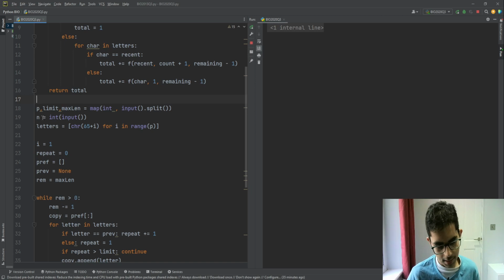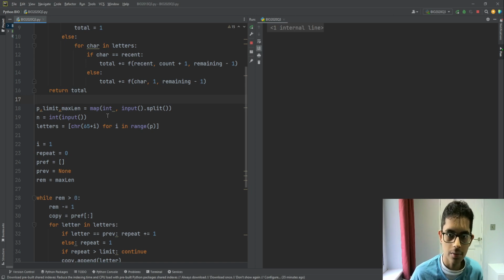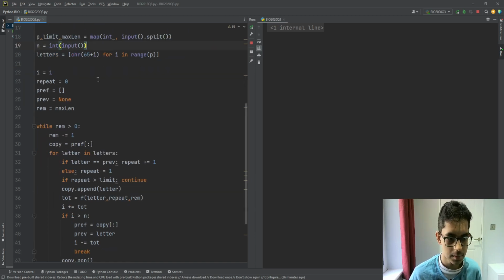And n is basically the nth sequence of the string which we want to output. So for example, if we wanted the 7th string in the permutation of characters AABB, in that case the input would be 7. Okay.